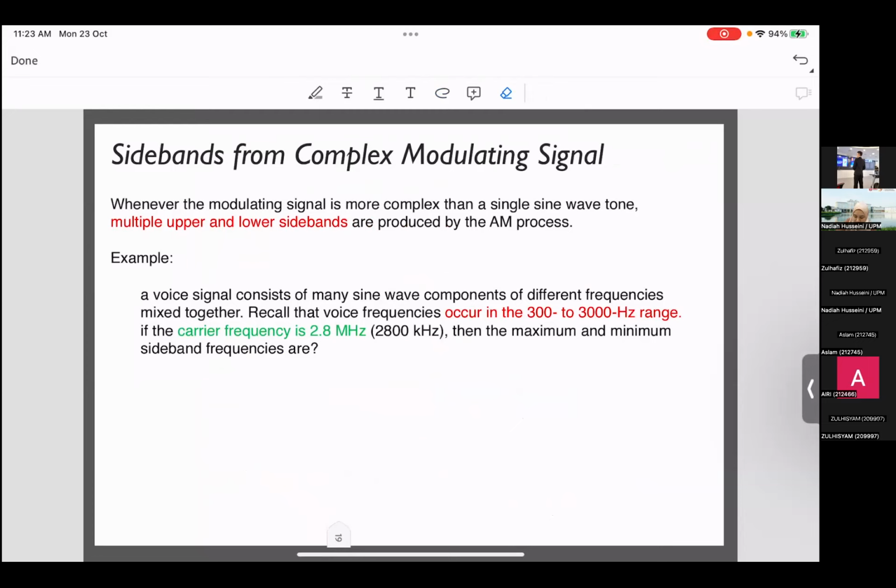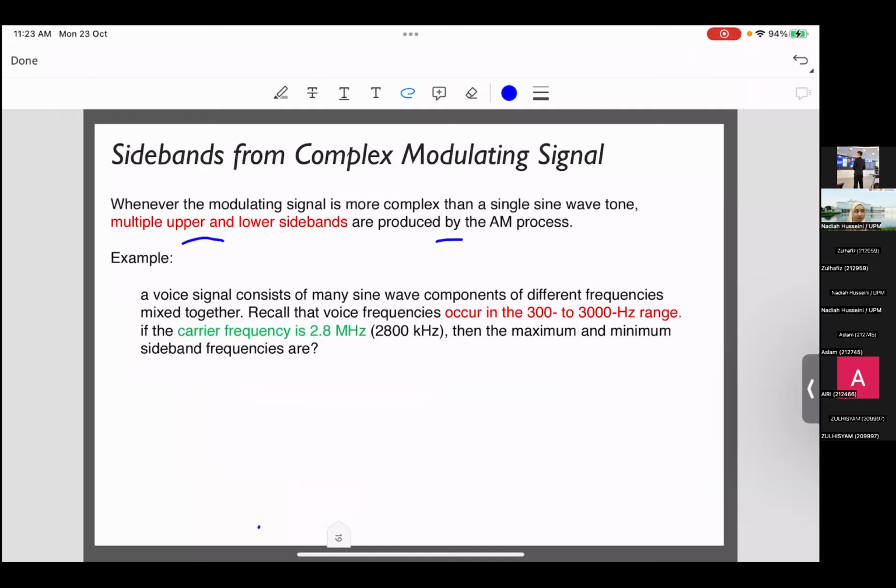Okay, so this is a new slide. We haven't talked about this one yet. So sidebands from complex modulating signal. Whenever the modulating signal is more complex than a single sine wave tone, multiple upper and lower sidebands are produced by the AM process.